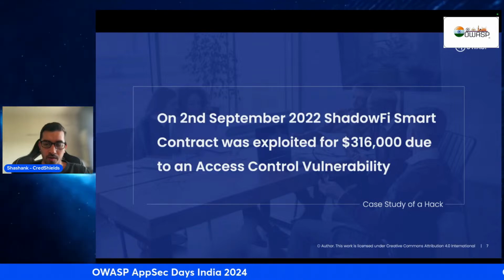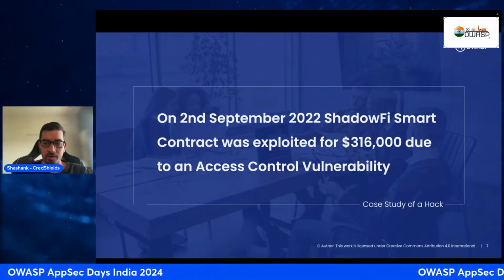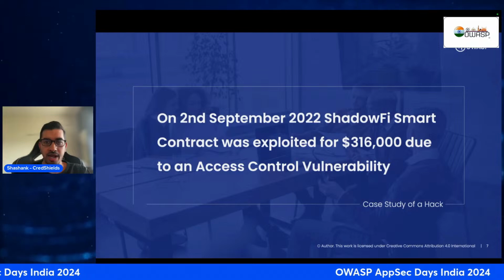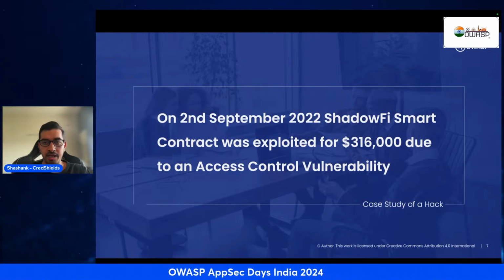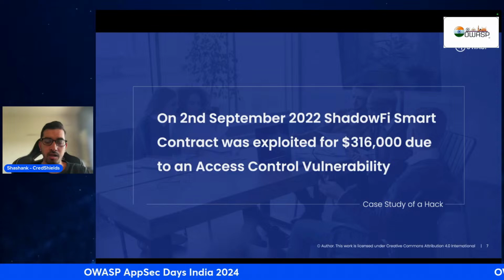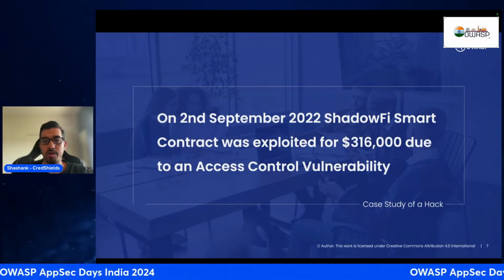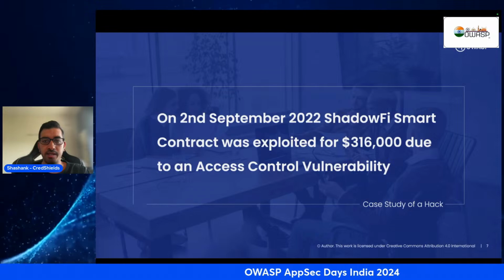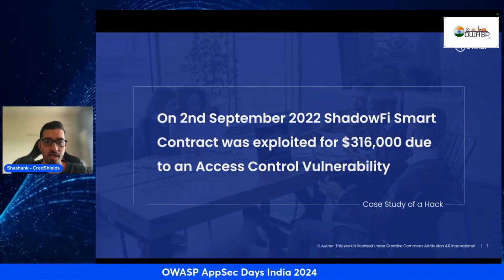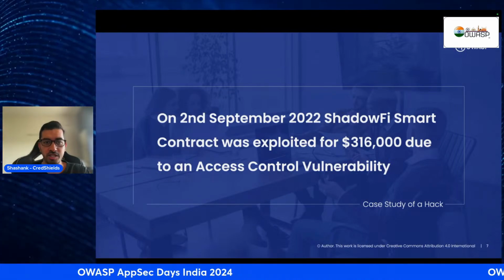So, how I'm going to present this is, first we'll talk about one real hack which happened. We'll understand how that hack happened, and then I'll show an automation, how using automation those vulnerabilities can be found. And then in the last step, we'll show how AI can enhance those detections.